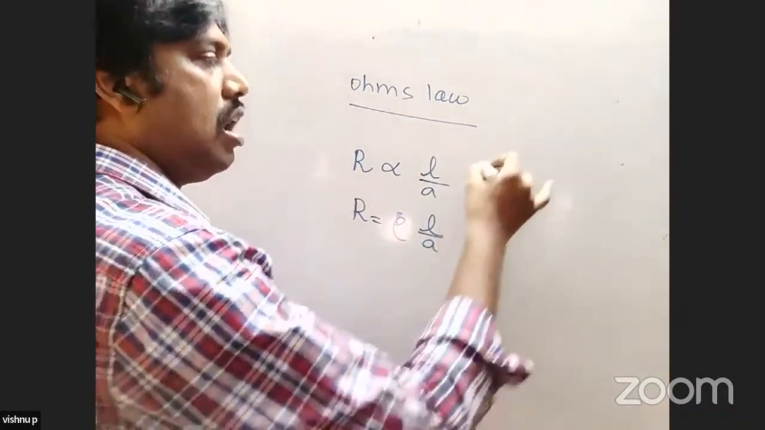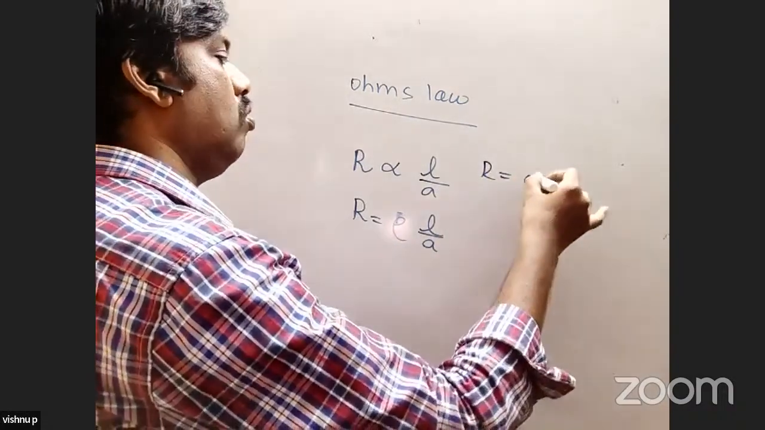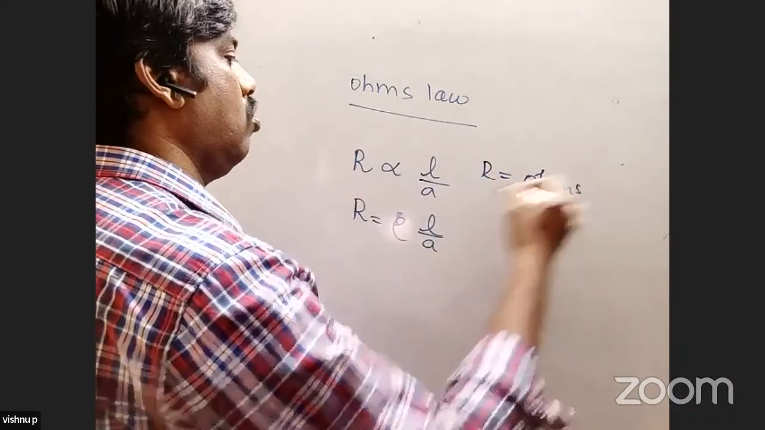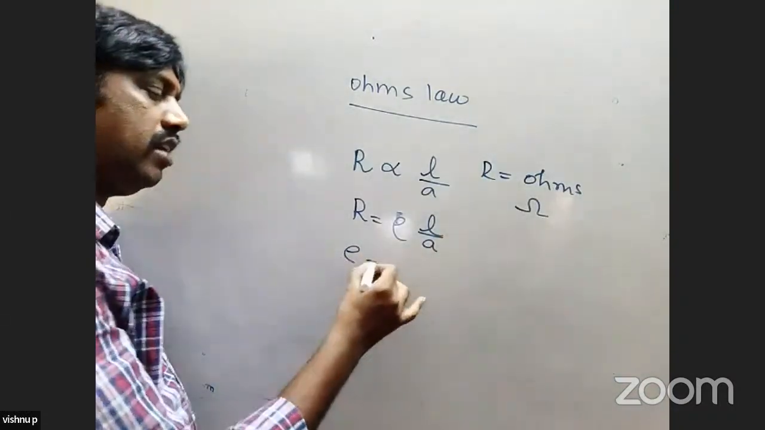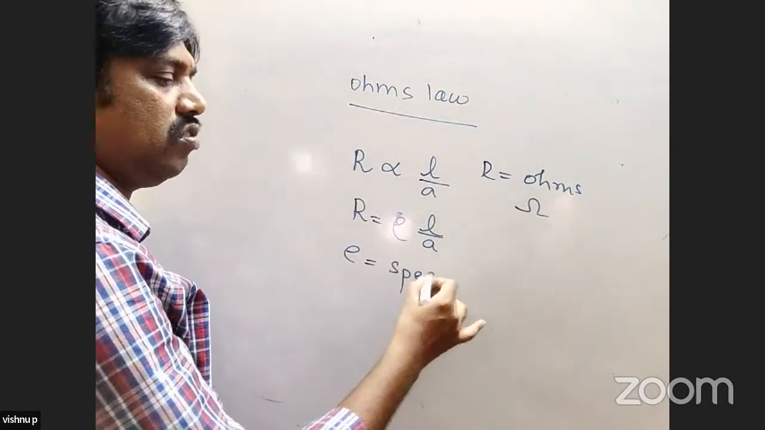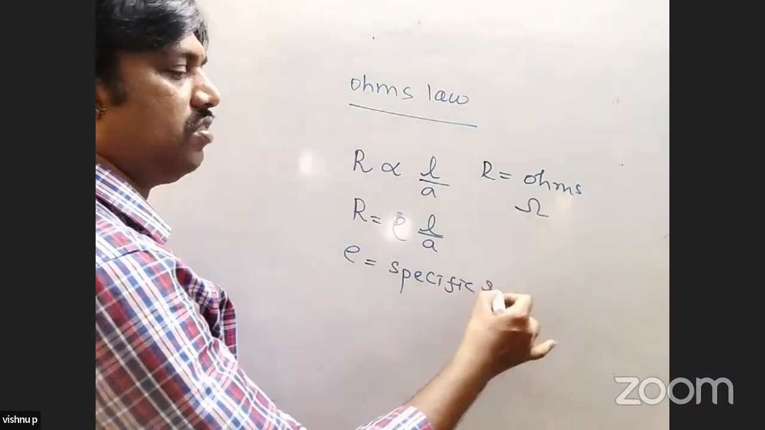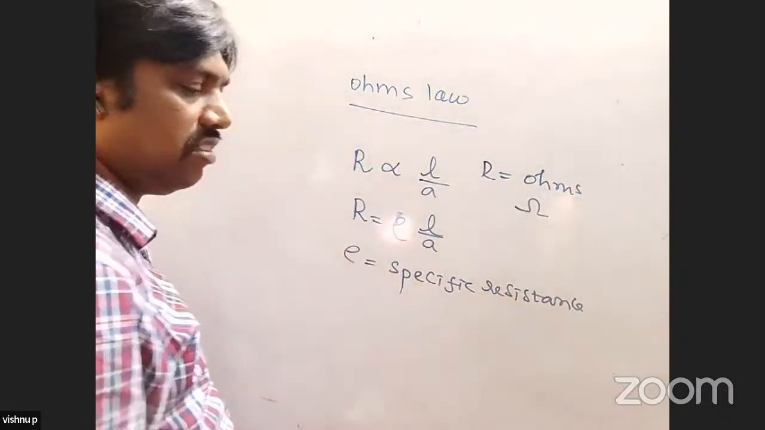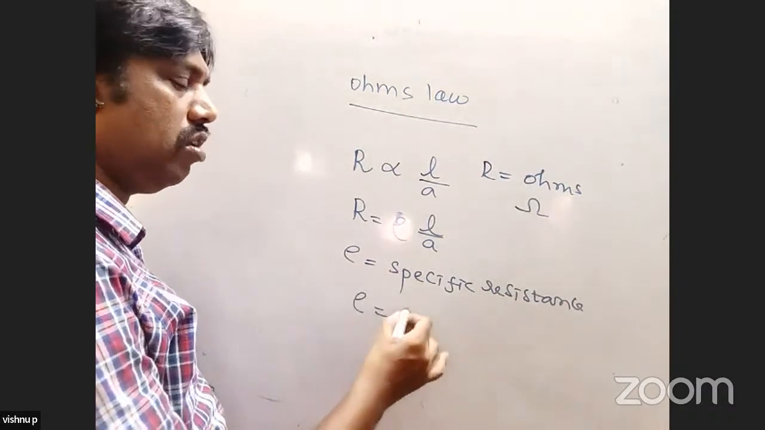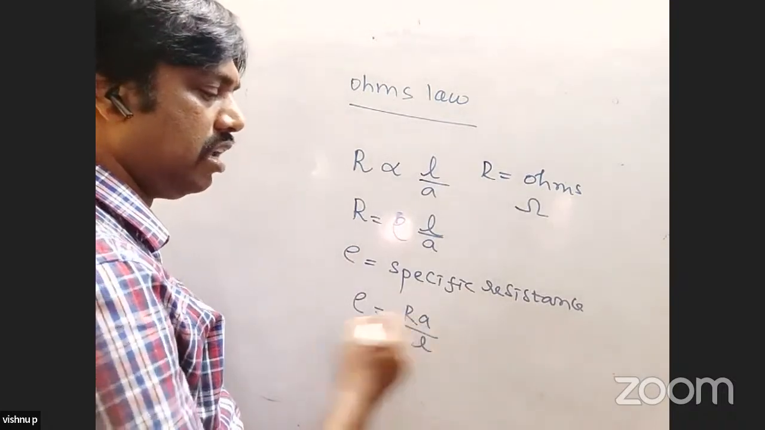What are the units of R? Ohms. Ohm is the unit of R, and rho is called the specific resistance. What is specific resistance? Rho is equal to RA by L.